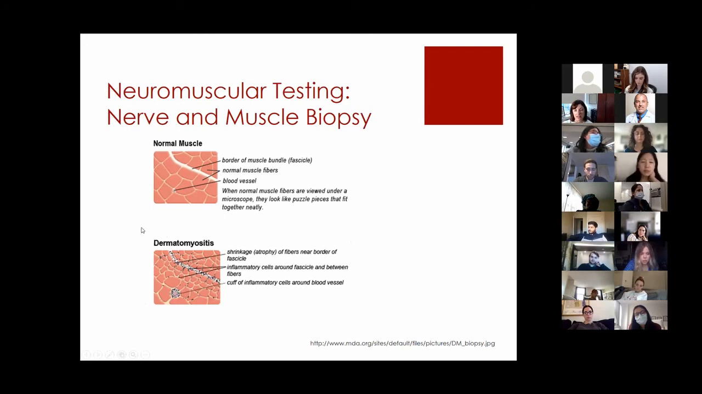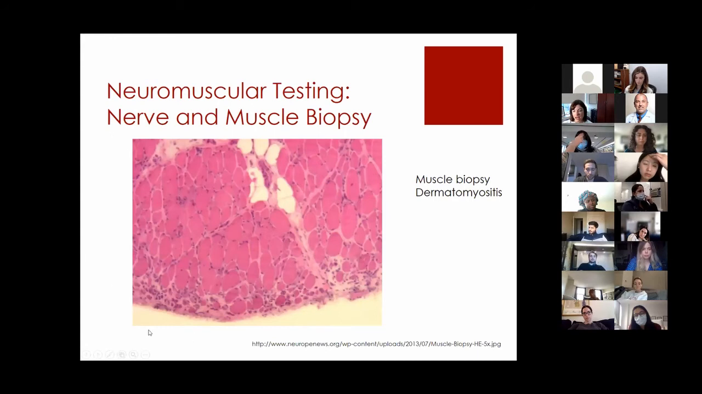This again is just a schematic of what you might see for normal muscle tissue. This is essentially looking at a cross-section of the individual muscle fibers and a cross-section of a normal blood vessel. This again is just an example of what you might see in dermatomyositis, where we have a lot of inflammatory cells infiltrating. And this is an actual slide of a muscle biopsy in a patient who had dermatomyositis. Again, a lot of inflammatory cells, the dark purple dots, infiltrating the tissue.